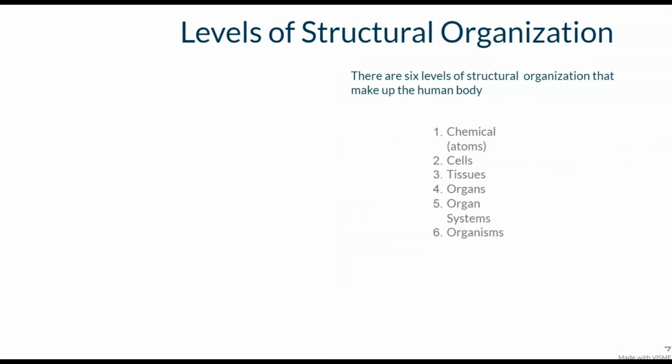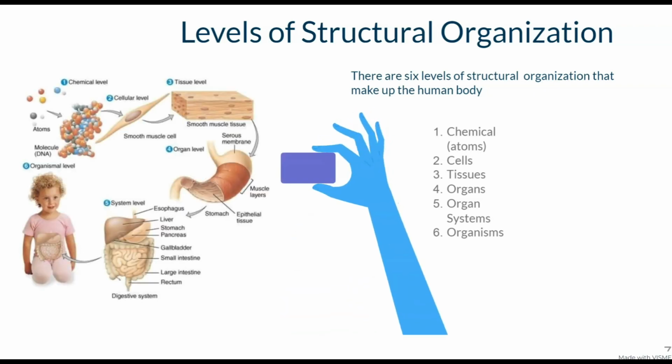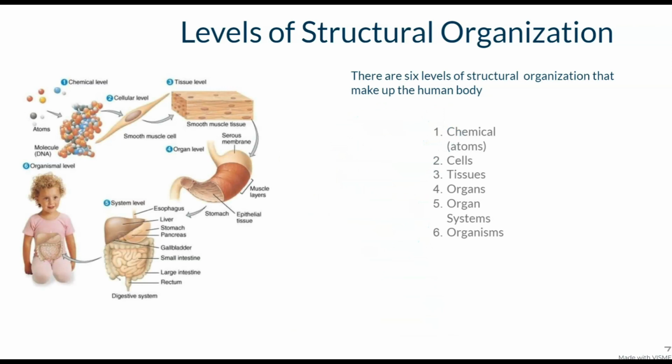Levels of structural organization. We have 6 levels of structural organization that make up the human body. We've got chemicals or atoms. Atoms, of course, form molecules. Molecules working together will form cells. So we have the cellular level, which is the 2nd level. Cells working together form tissues. Tissues working together form organs, the 4th level. Organs working together form organ systems. And when you put all those systems together, we've got an organism.